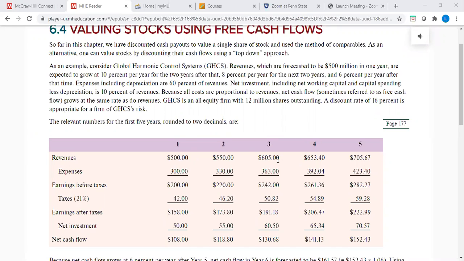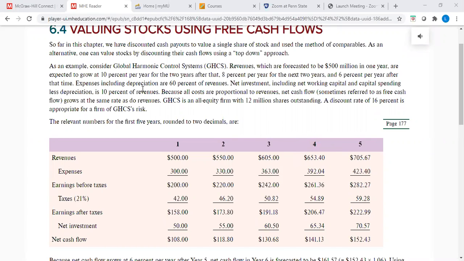Then they'll grow at 8% per year for the next 2 years. So now we're multiplying year 3 by 1.08, and then year 4 by 1.08. And then they tell us there'll be 6% growth per year after that time. So for infinity.